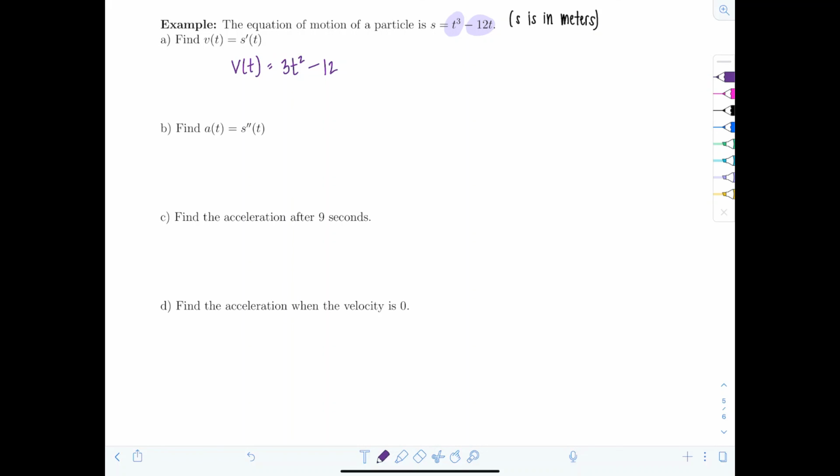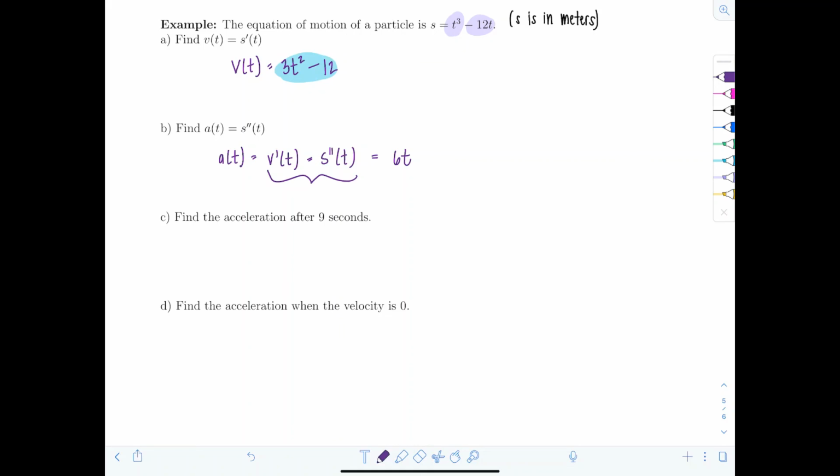Part B asks us to find the acceleration function, which is the second derivative of the position function. So a of t is going to be the same as the derivative of the velocity function, right? Which is the same as s double prime of t. You don't have to write all of this, I'm just reminding you of it. So now let's differentiate the velocity function we just found. We'll have the derivative of 3t squared, which is 6t. And then the derivative of a constant is 0, so that's it.